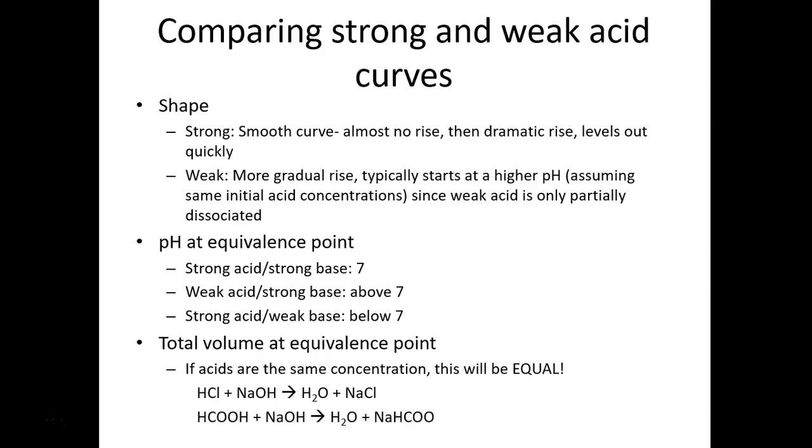If I look at these two equations, I have hydrochloric acid reacting with sodium hydroxide to produce water and sodium chloride. And then I have methanoic acid reacting with sodium hydroxide. These are still all 1-to-1. If we think about this in terms of mole ratios, we need the same number of moles of base to neutralize each of those. So the total volume at equivalence point for acids of the same concentration should be equal.